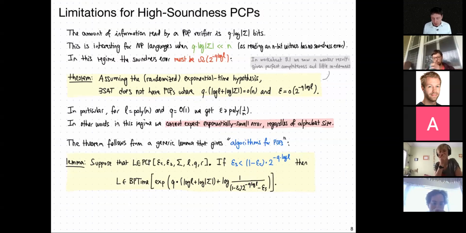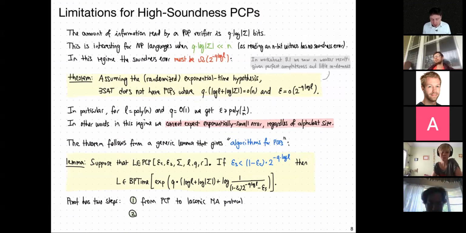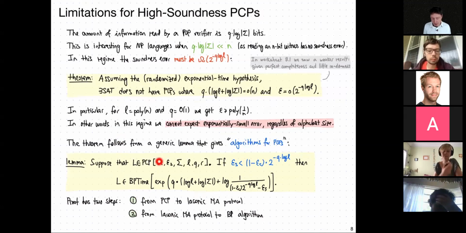So this directly implies the previous theorem. And this lemma has two steps. First, we're going to go from a PCP to a laconic interactive proof. In fact, it's going to be an MA protocol, a one-round public coin protocol. And then we're going to come up with a direct algorithm from the laconic MA protocol to some BPP algorithm. These two together will give us this lemma. Each of these is a pretty simple proof, and together they directly give you this. Each of them is going to be one slide. Any questions about how this relates to that and why this is a limitation on PCPs?